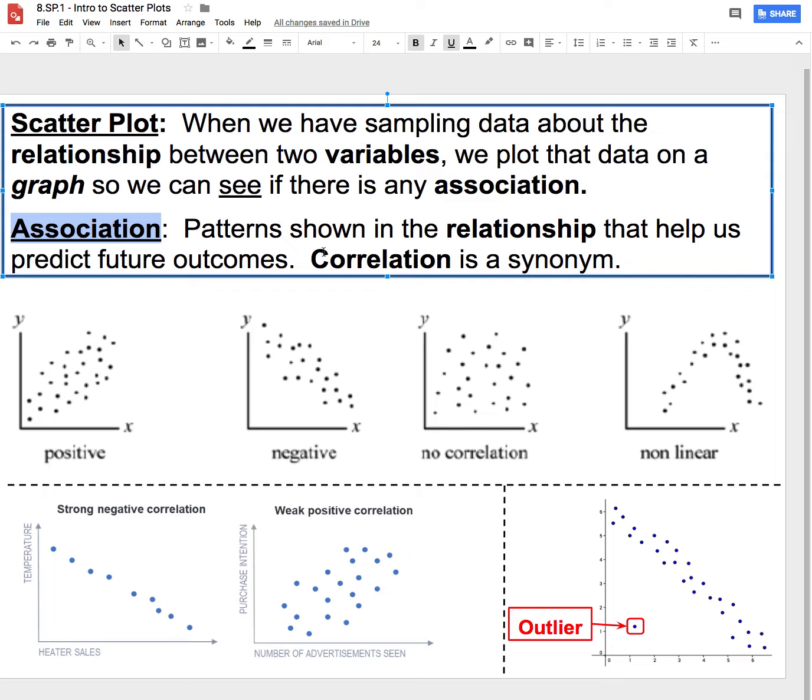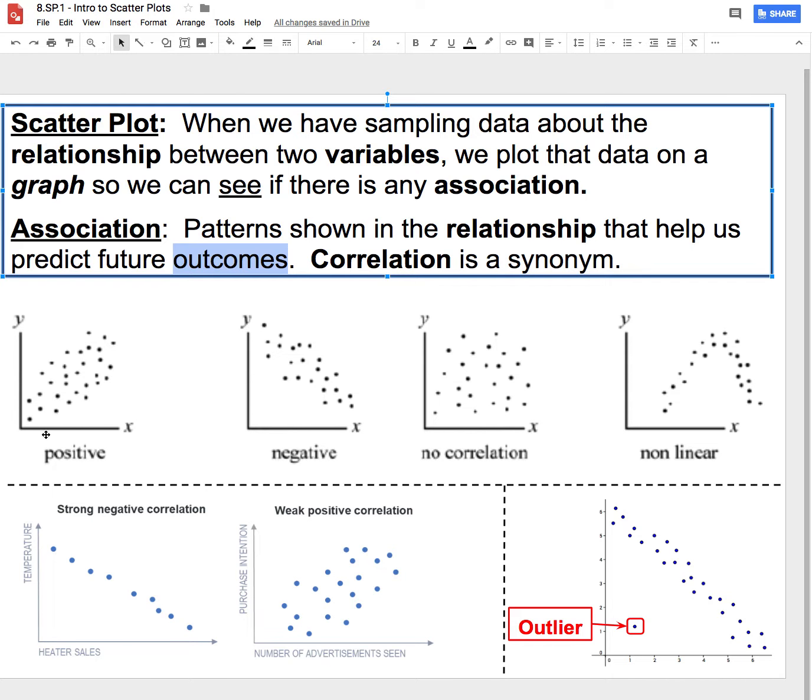When we see this word association, which means the same thing as correlation, they're talking about, do we see any patterns shown in the relationship or on the scatter plot that would help us predict future outcomes or understand what's happening in the relationship? For this video, we're not going to look at any real-world problems yet. We're just going to talk about when we see scatter plots that look like some of these scatter plots, how we can classify or categorize them.